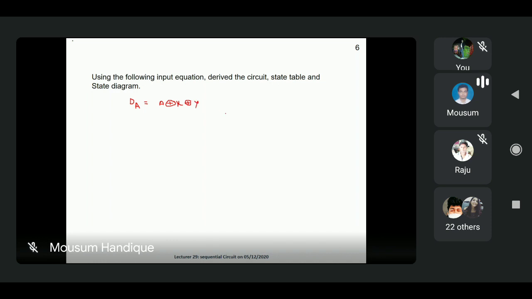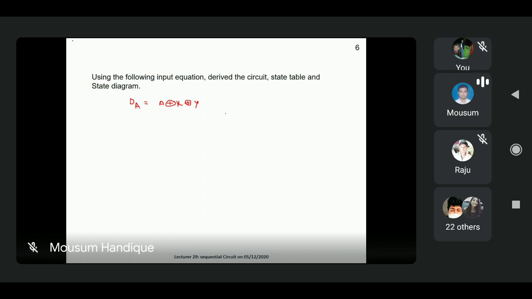Most probably this particular example is already given in the Morris Mano book. You can check. Now see here, using the following input equation. That means based on the question, only the input equation is provided. Based on this input equation, we can derive the circuit. That means we can construct the circuit. After that, the state table and state diagram. Only this equation is already given.